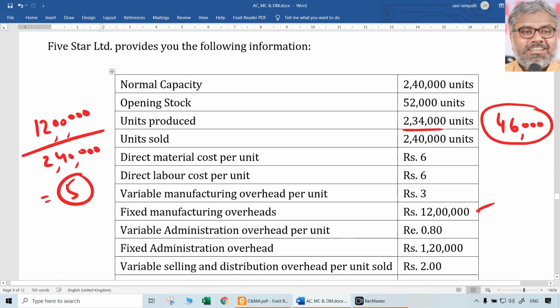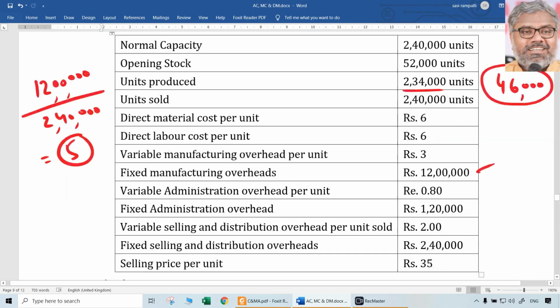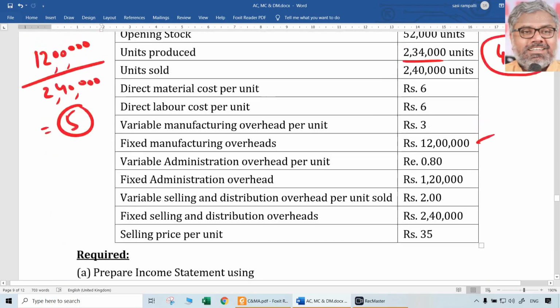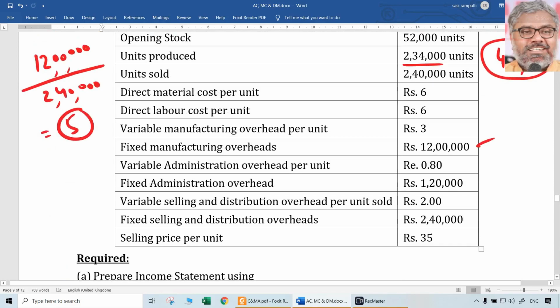234,000 units manufactured into 5 rupees is the absorption rate, the predetermined rate. 11,70,000 is the fixed manufacturing overheads incurred. So these are all the various inventoriable costs, we can say.